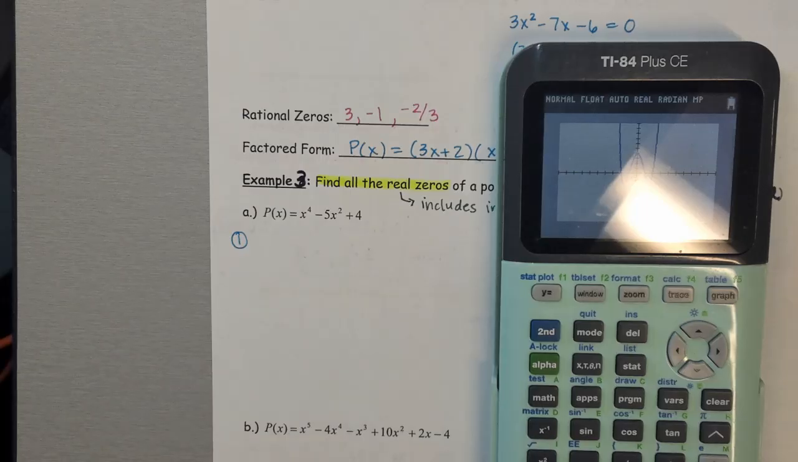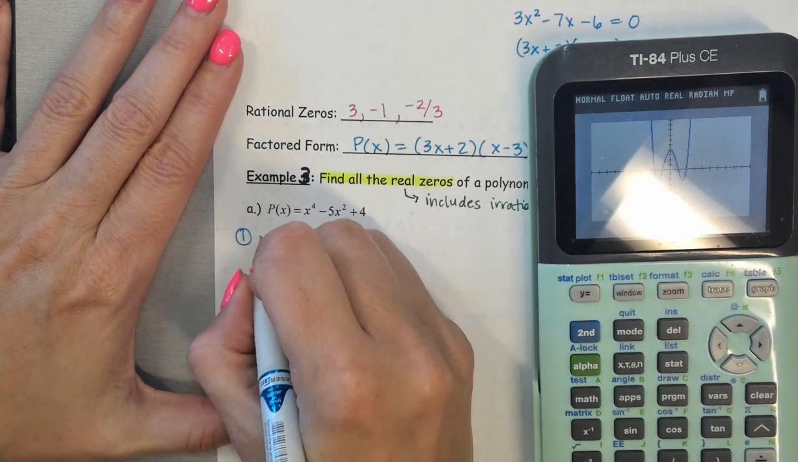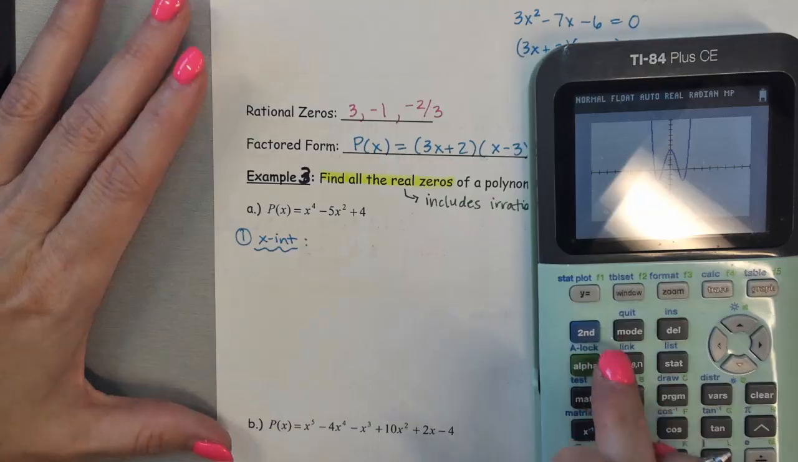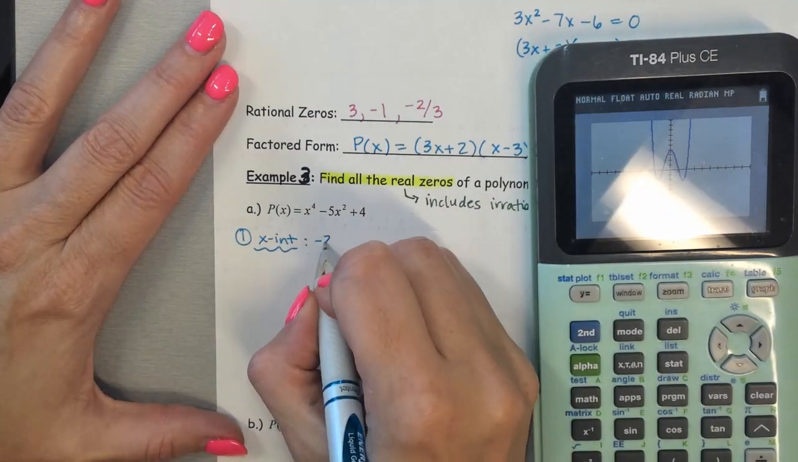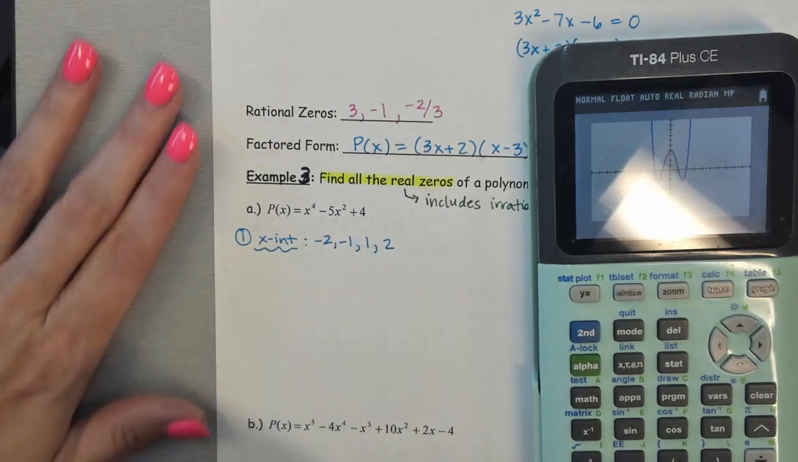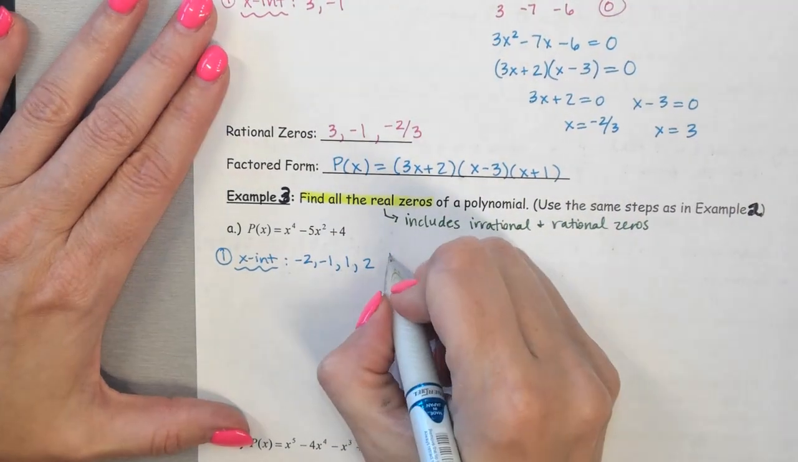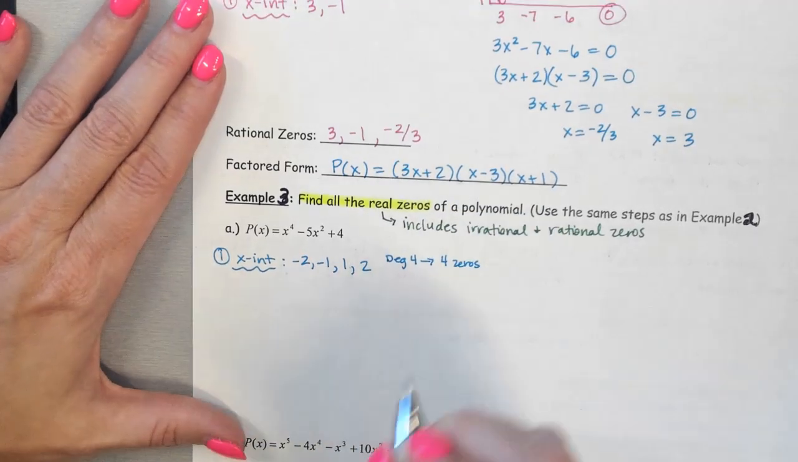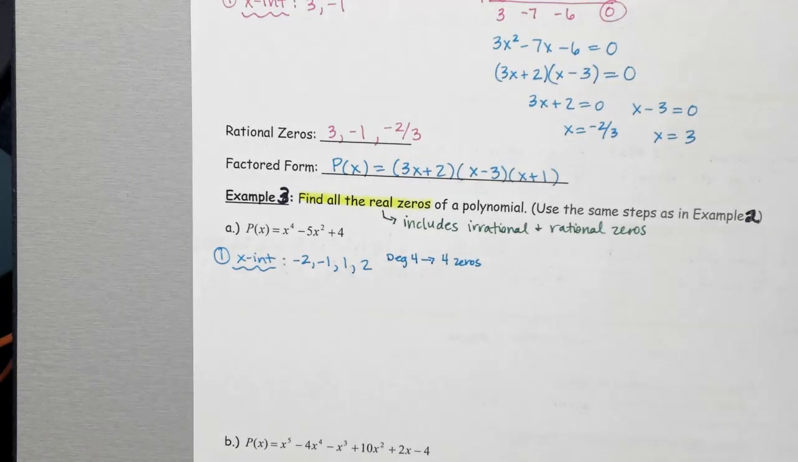Okay, and on your graph, you can see your 4 zeros. These are your x-intercepts. So for your x-intercepts, you can see they're at -2, -1, 1, and 2. We know because it is degree 4 that there are 4 zeros here. So when that happens, you can write those down as your zeros. Sometimes you might not recognize that right away. You can still check it with synthetic division.